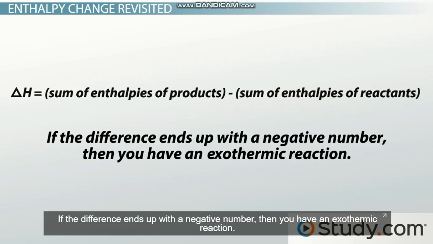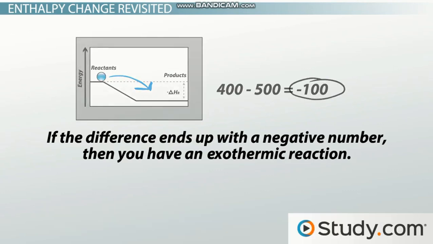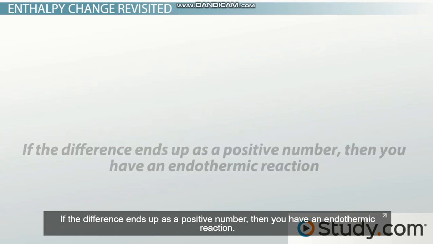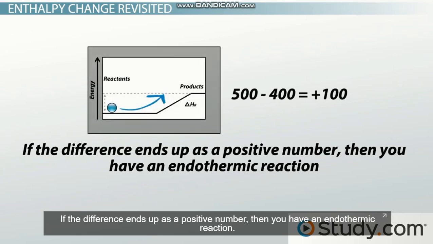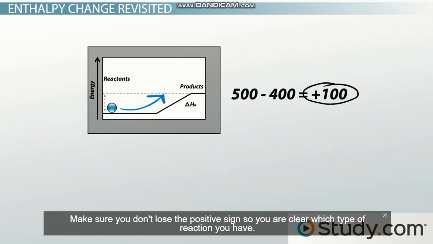If the difference ends up with a negative number, then you have an exothermic reaction. If the difference ends up as a positive number, then you have an endothermic reaction. And make sure you don't lose the positive sign so you are clear which type of reaction you have.